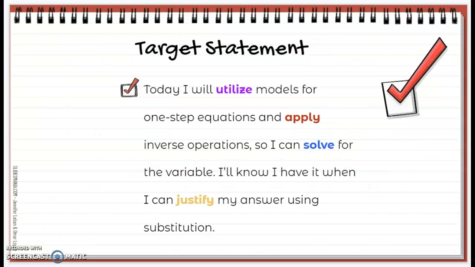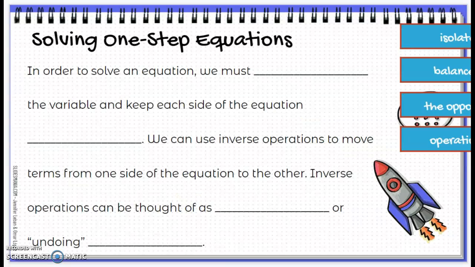So our target statement. Today I will utilize models for one-step equations and apply inverse operations. Why? So that I can solve for the variable. I'll know I have it when I can justify my answer using substitution. A lot of that's going to be explained as we walk through our lesson.